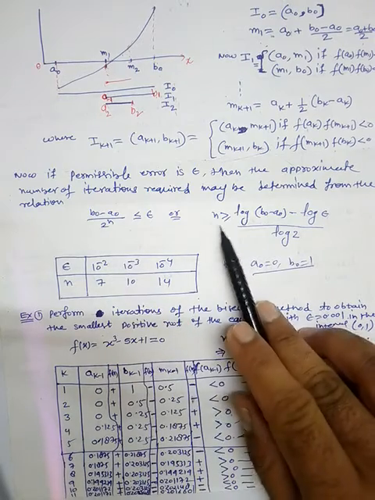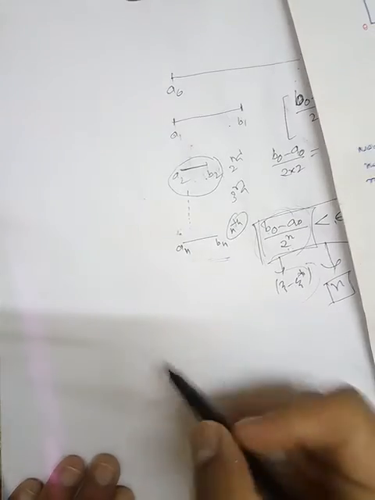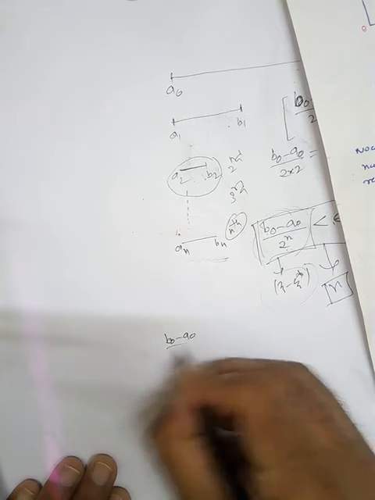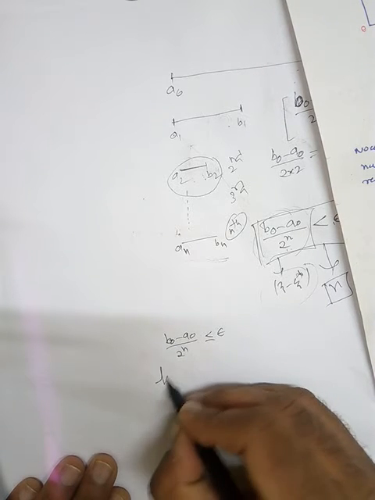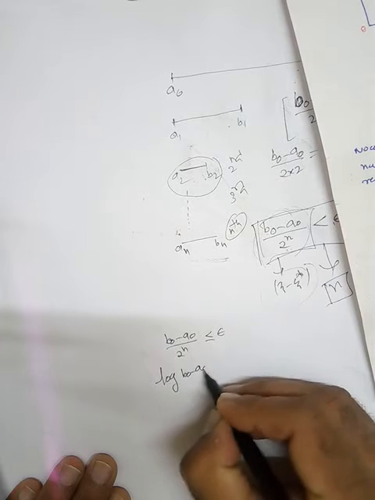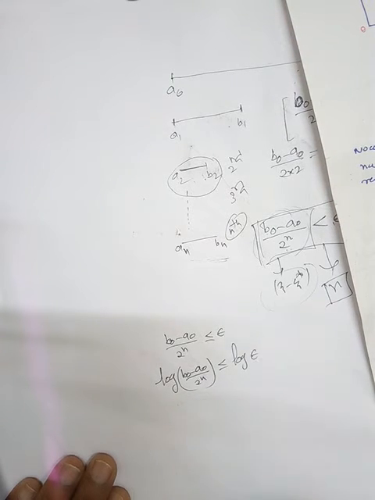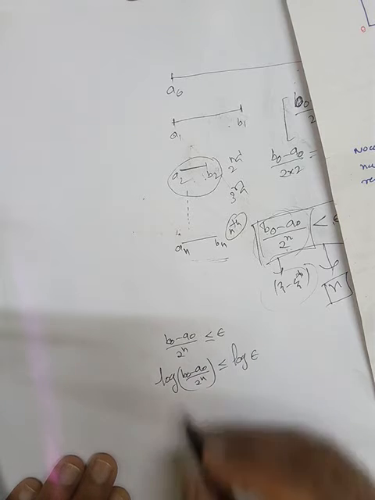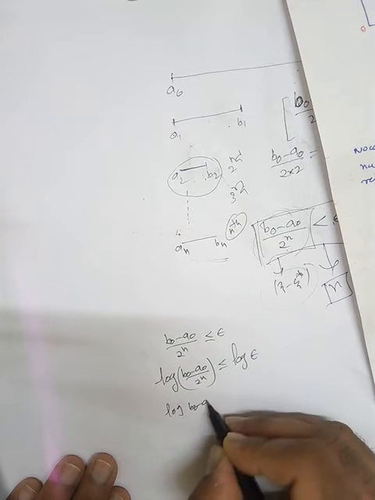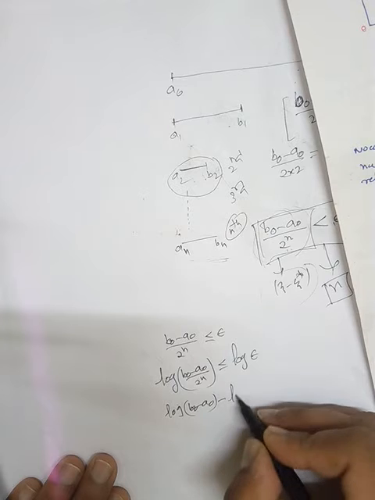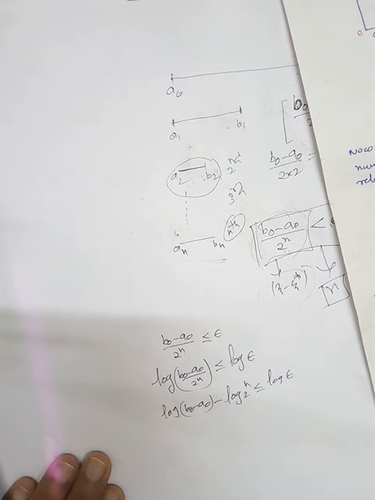We will have n greater than or equal to, because here we have (b naught minus a naught) by 2 raised to the power n is less than epsilon. Take the logarithm on both sides. So log of (b naught minus a naught) by 2 raised to the power n is less than or equal to log of epsilon. Now this can be written as log (b naught minus a naught) minus log 2 raised to the power n is less than or equal to log epsilon.